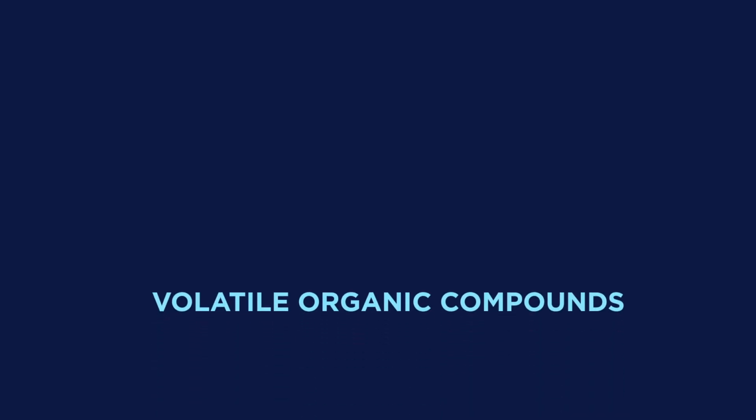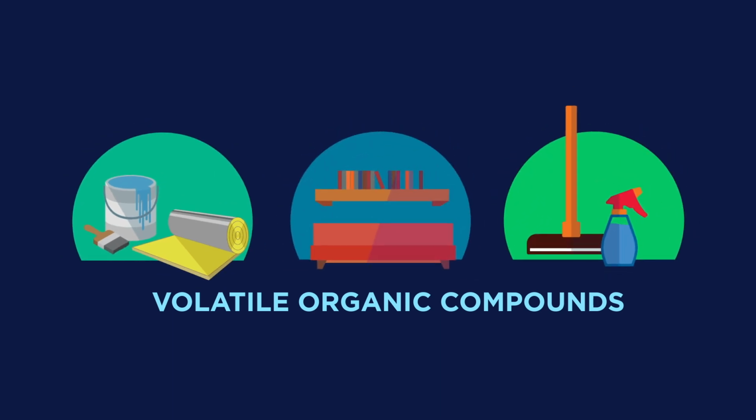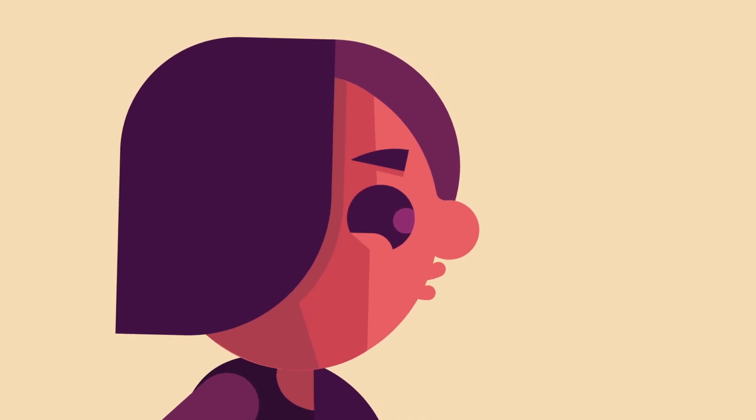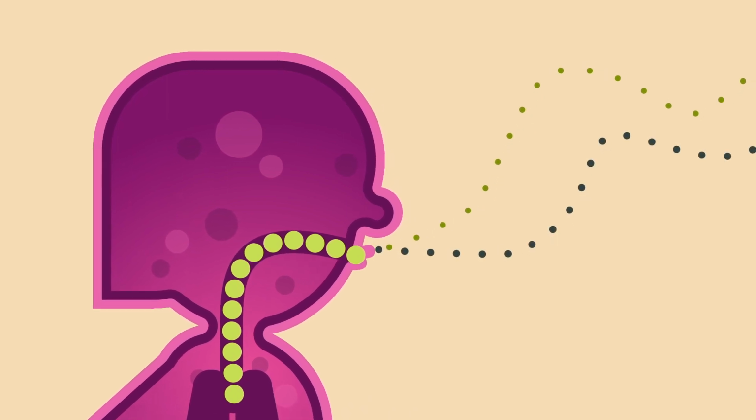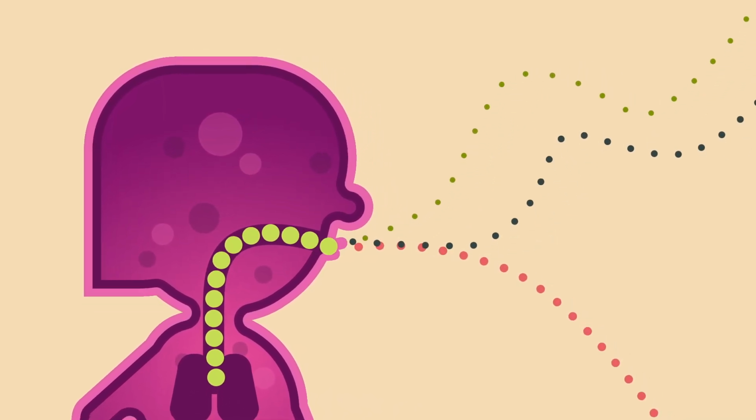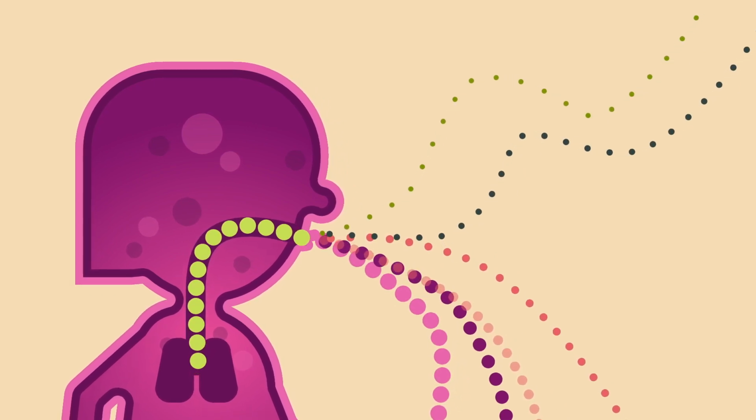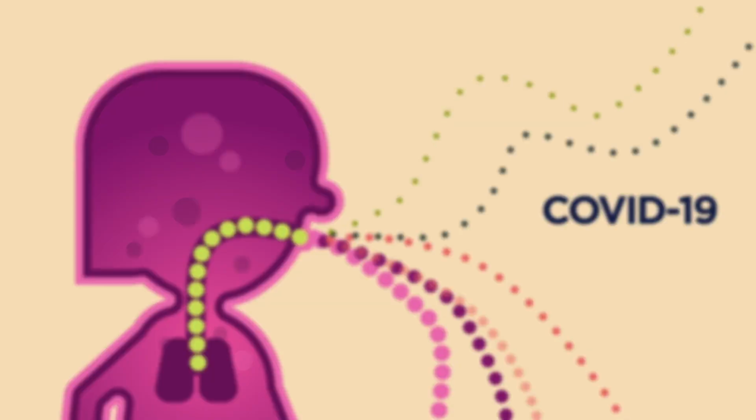Indoor pollutants include volatile organic compounds like formaldehyde that can off-gas from building materials, finishes, furniture, and cleaning products. Indoor pollutants also include respiratory aerosols that are exhaled by building occupants. Reducing the concentration of respiratory aerosols inside buildings mitigates the spread of airborne infectious diseases, including COVID-19.